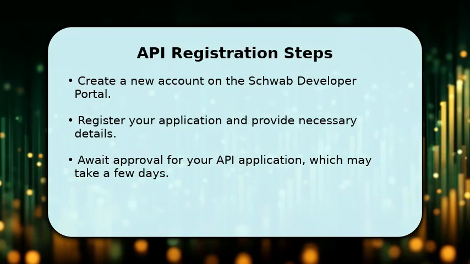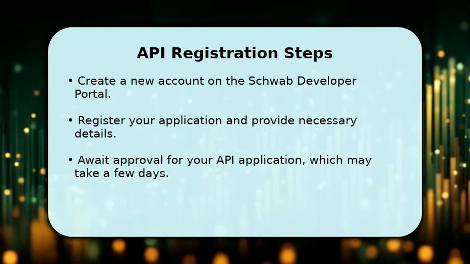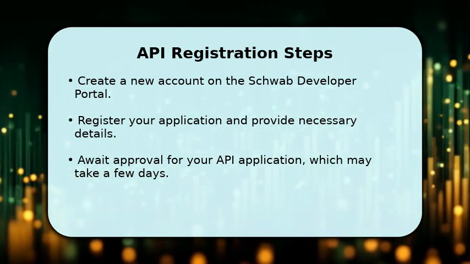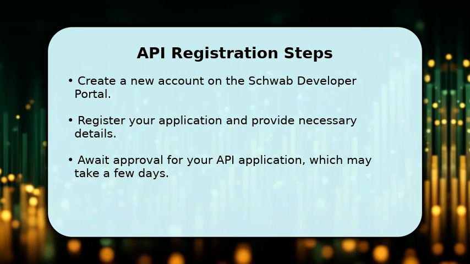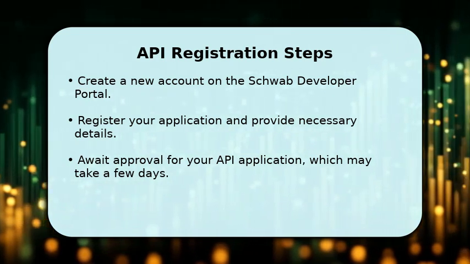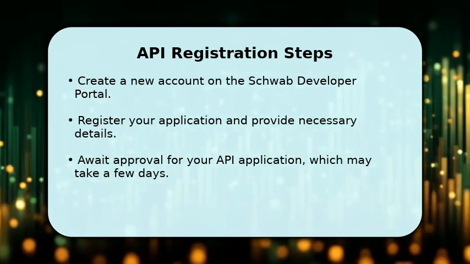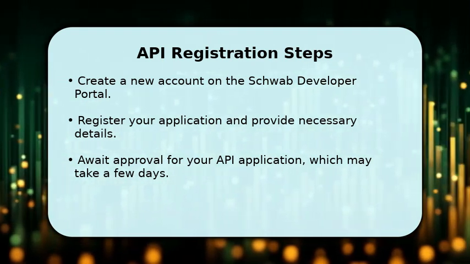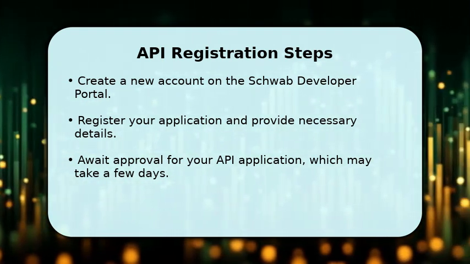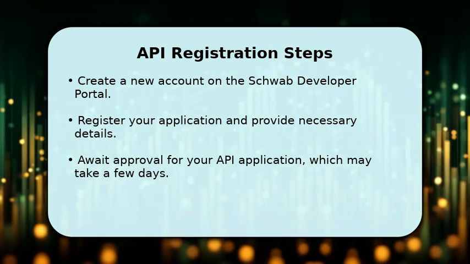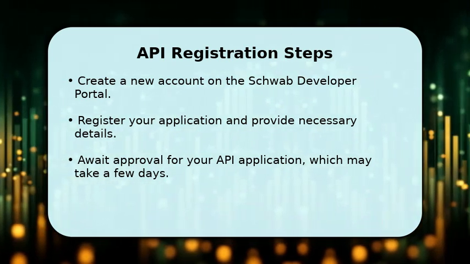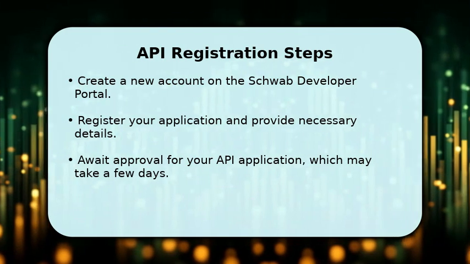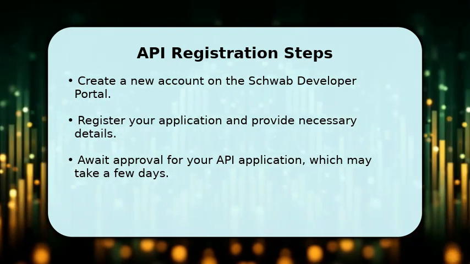The next step involves registering your application. After creating your developer account, you'll navigate to the dashboard to create a new app. You'll need to choose the API products you want, such as market data production or accounts and trading production. Provide an app name and a callback URL, which is crucial for authentication. Once submitted, your application will go through an approval process, typically taking a few days.